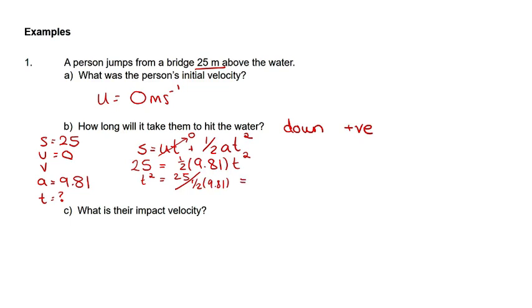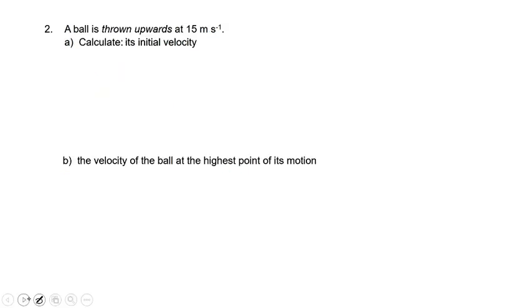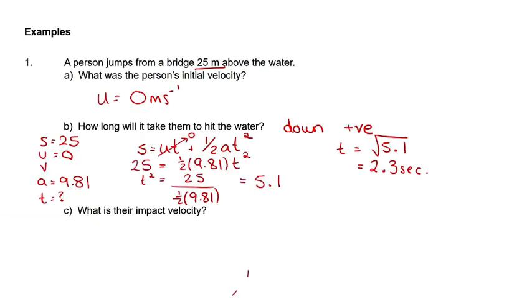Sorry, I'm just running out of space a little bit here, but I get 5.1 as my answer there. Okay, but of course that's t squared, and I want to know what t is. So t is going to be the square root of that, which is 2.3 seconds. All right, what is their impact velocity? So their impact velocity is going to be their final velocity that they hit the water with. So I am now looking for v.